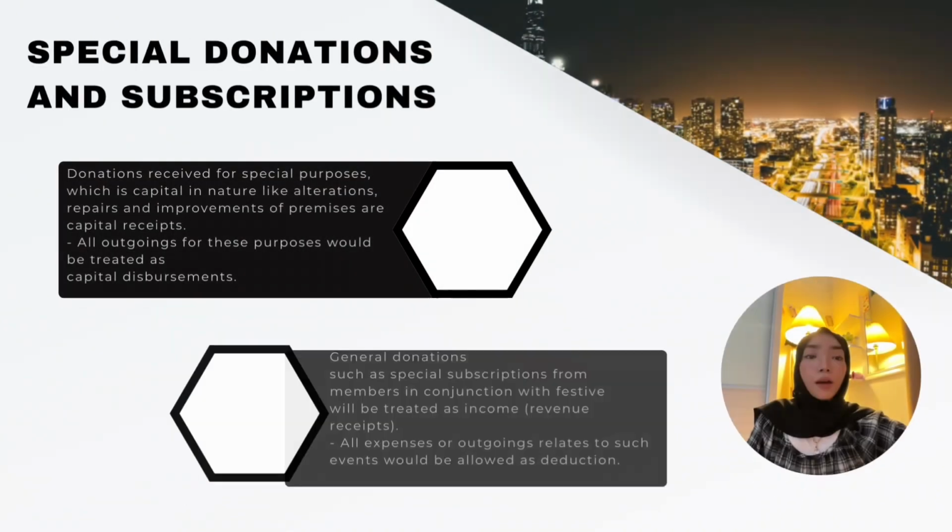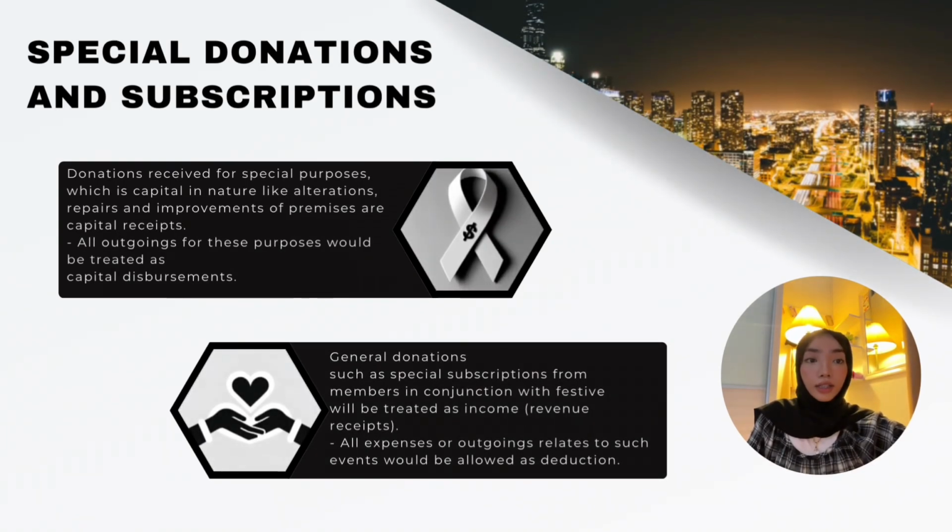So I'll be explaining the tax treatment of special donations and related concepts for trade associations, especially under Malaysian tax law. Special donations received for specific purposes such as renovations, equipment purchases, or building improvements are considered capital receipts. These donations are not taxable provided they are used strictly for the association's approved objectives and the association is approved under Section 44(6) of the Income Tax Act 1967. When the money is spent on those improvements, it becomes a capital disbursement. These disbursements are also not tax deductible because they are not part of the association's daily operating expenses.